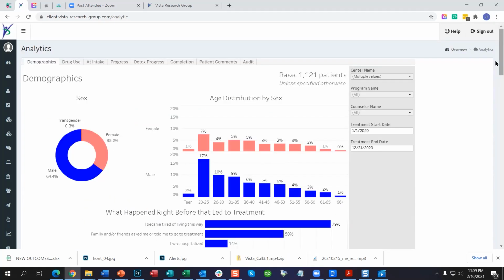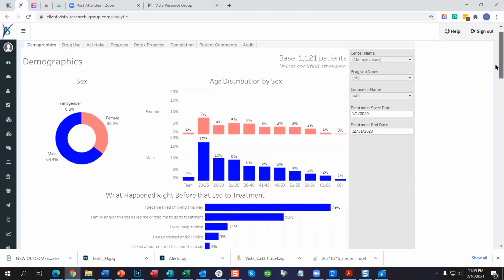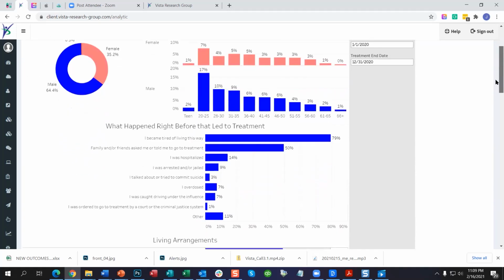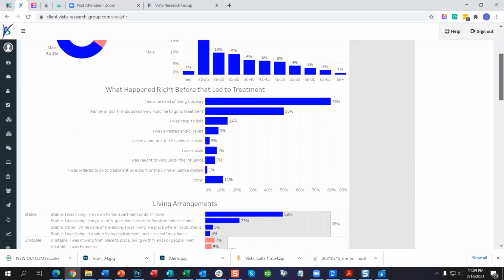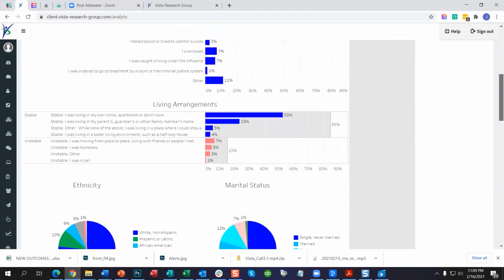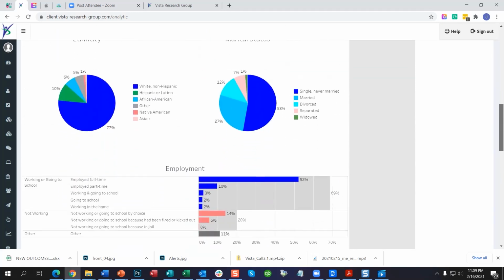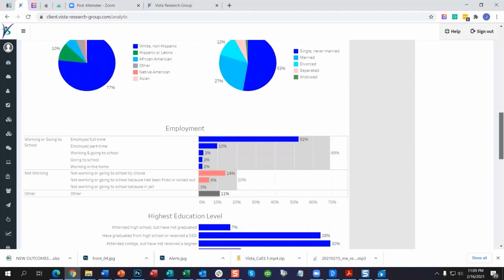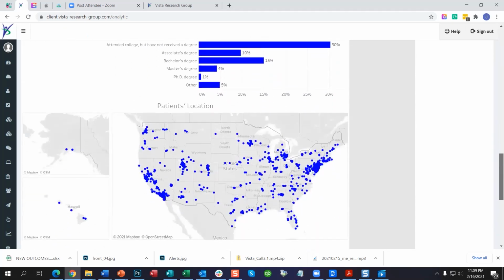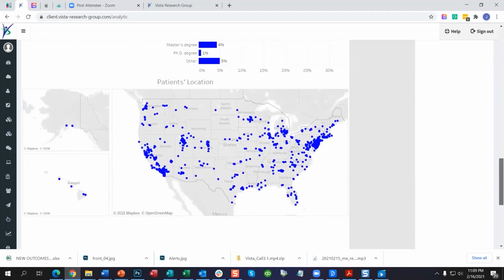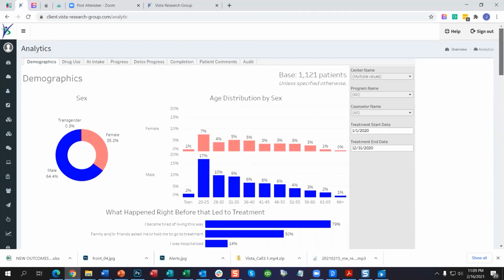The demographics page allows you to look at your patient population by gender, age, and what brought them to treatment. You can see what percentage were living in a stable living environment prior to treatment and how many were gainfully employed or going to school. You can also see where in the country your patients are coming from.